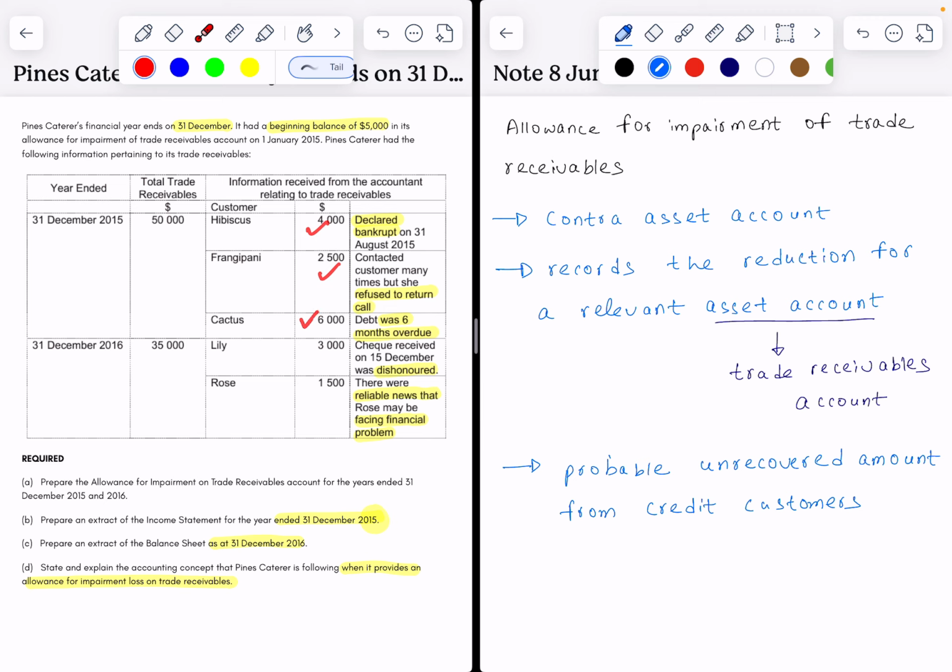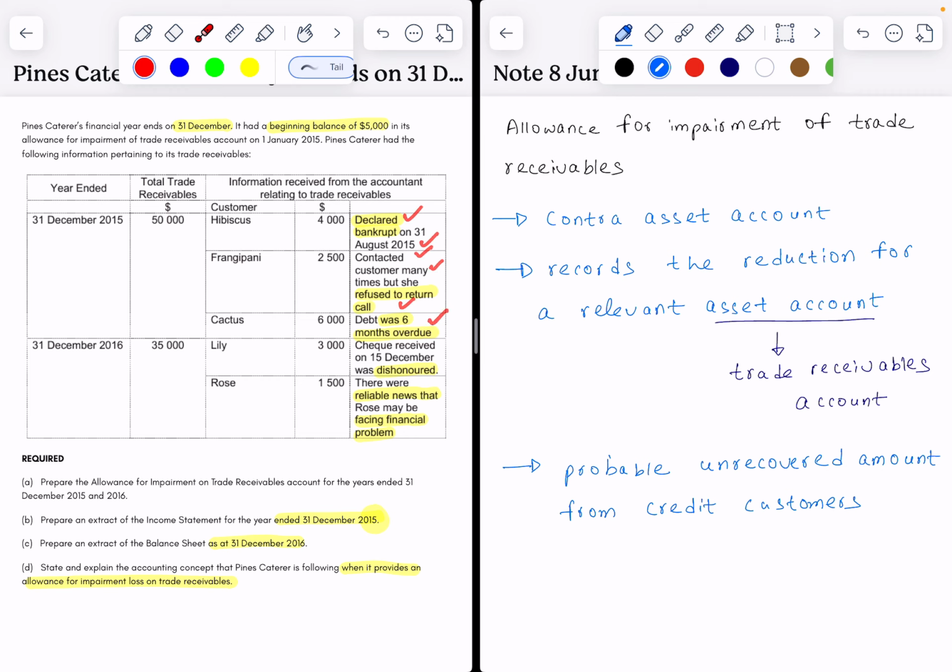We are also given some relevant information with regards to these customers, such as for Hibiscus, we know that this customer declared bankrupt on 31st of August 2015. Frangipani, we contacted this customer many times, but she didn't return our call. And for Cactus, the debt is already 6 months overdue.